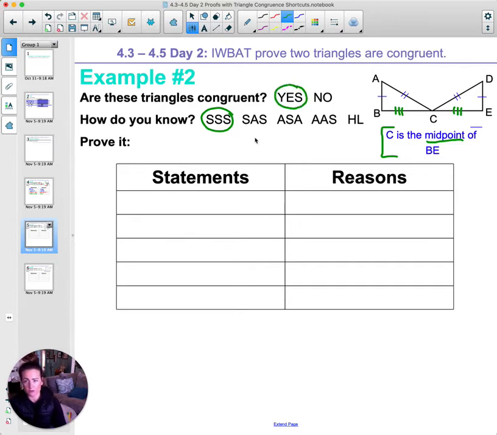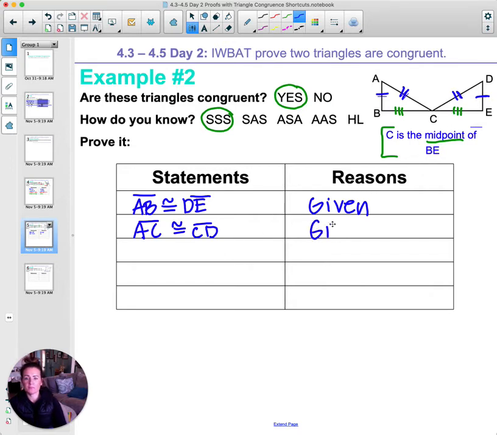So these are congruent. So now we're going to go ahead and put it together in a logical order. So we've got what was given to us. So we've got this segment and this segment. So AB is congruent to DE, okay, which was given. Then we were also given that segment AC is congruent to segment CD. Okay, so those were the marks on the picture. That was given.